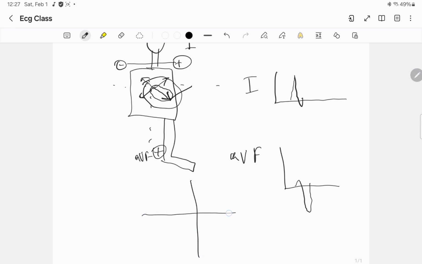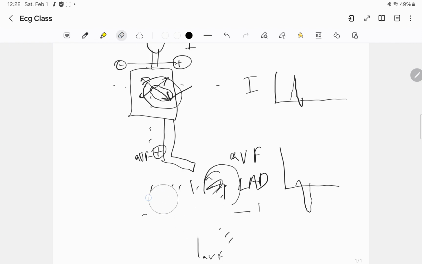So I draw my diagram, lead 1, AVF, and I say it's going towards lead 1. So it's got to be somewhere on this side. And it's going away from AVF. So it's got to be somewhere up here. So this is where it intersects. And therefore, this is left axis deviation. Okay, let's do another example.